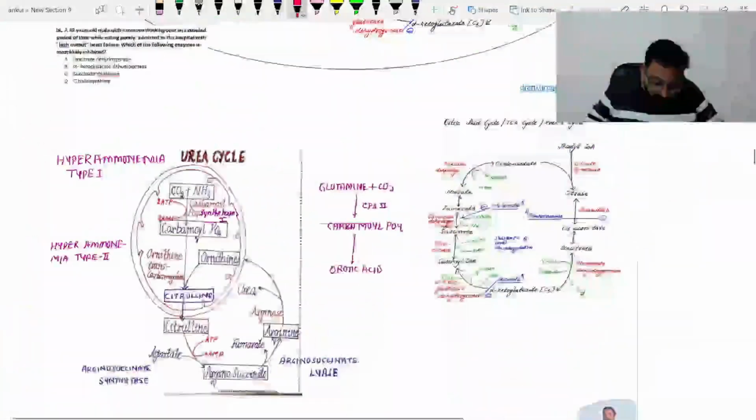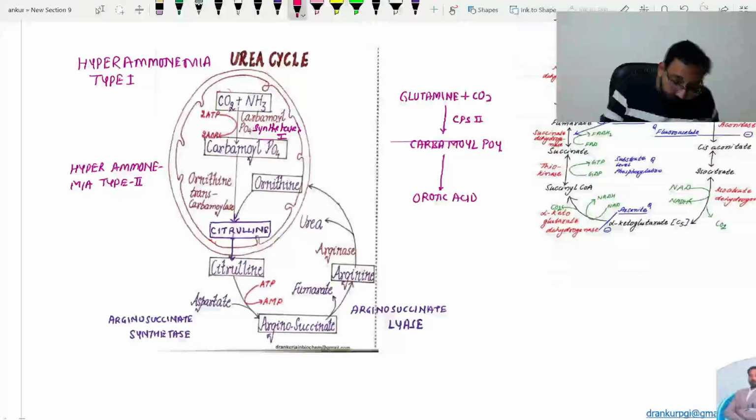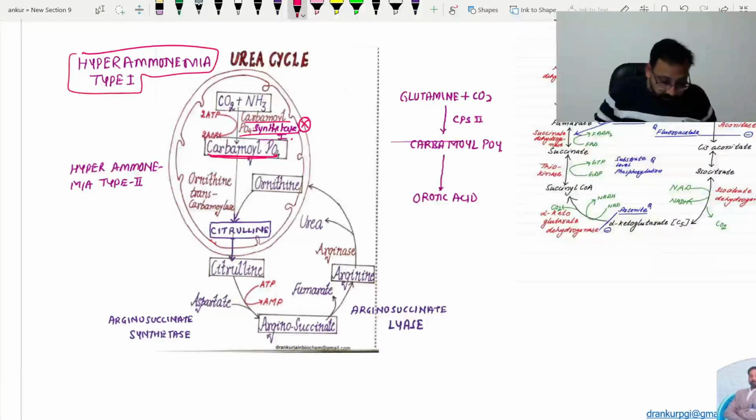Now, the urea cycle: you will remember each and every step. CO2 binds with ammonia to form carbamoyl phosphate by carbamoyl phosphate synthetase 1. If this enzyme is deficient, it is called hyperammonemia type 1. How to remember carbamoyl phosphate? C4CO2, C4 carbamoyl phosphate, C4 citrulline.